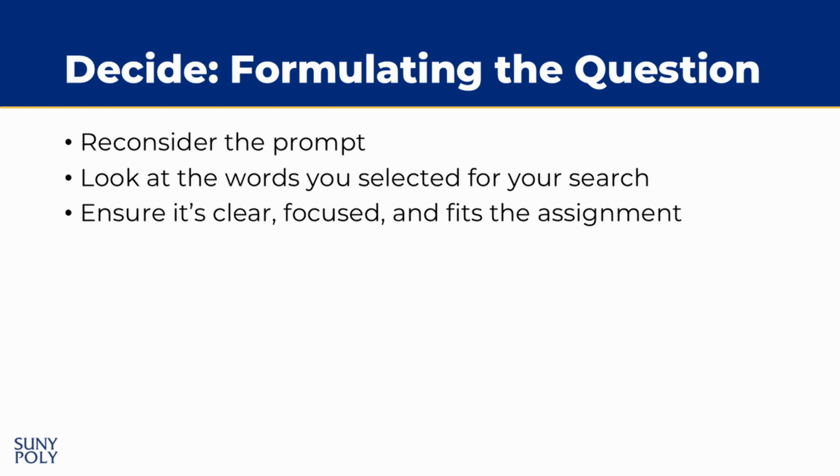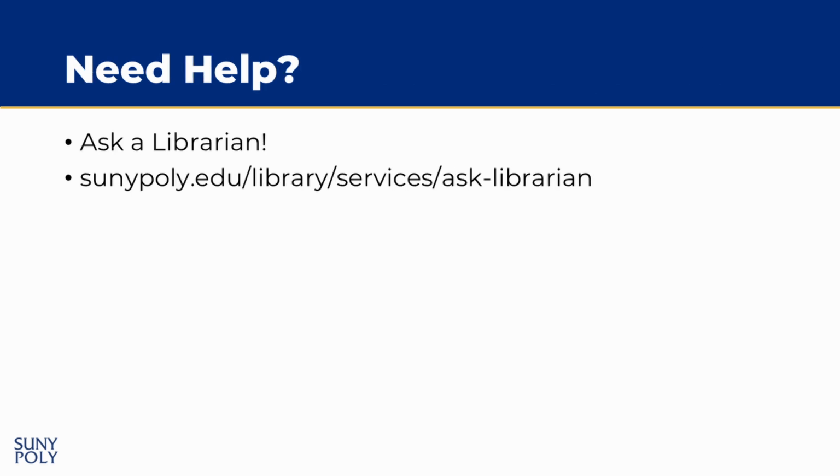When formulating a research question, consider the prompt again, as well as the search terms you used for your final search on the topic that you ultimately chose. Select the research problem you're going to address in your project and consider the impacts this problem currently has. Finally, write out the question you aim to answer in your research, ensuring it's clear, focused, and fits within the constraints of your assignment.